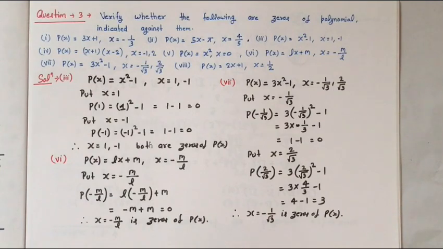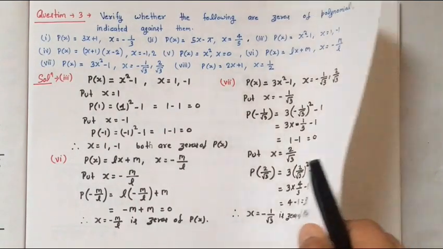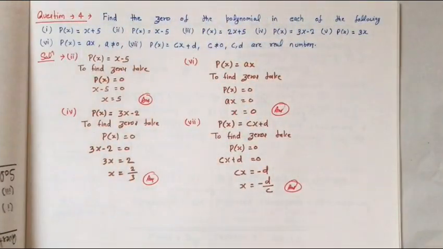So your final answer is what? Minus 1 by root 3 is the only zero of the polynomial p of x, not 2 by root 3. I think question number 3 is clear to you very properly. The parts remaining in this question, you have to practice these parts because every part is very important. You have to know how to solve these parts. Okay, you have to practice these parts. Now we are moving to our next question.